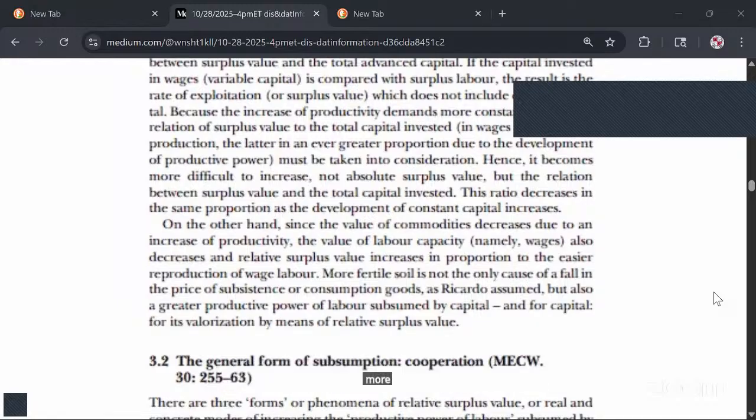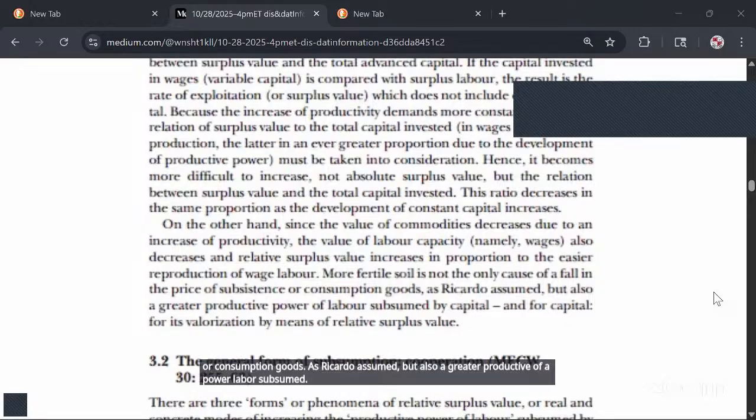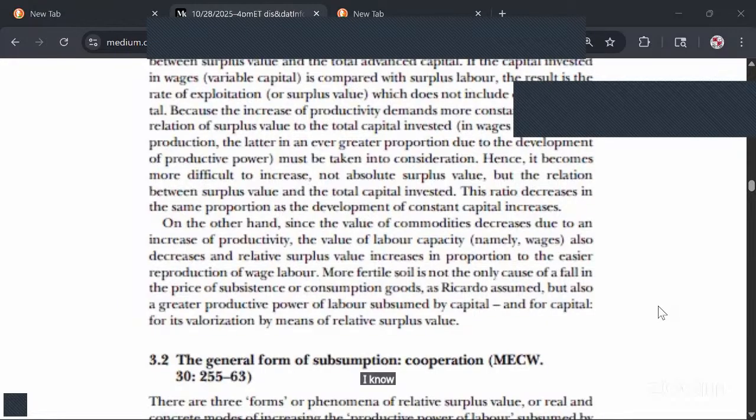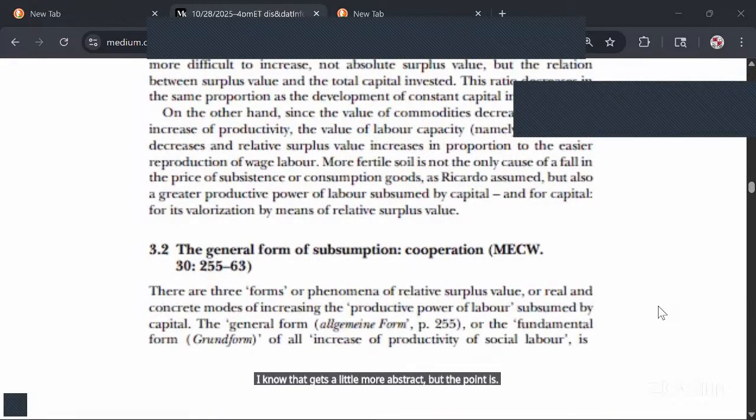More fertile soil is not the only cause of a fall in the price of subsistence or consumption goods, as Ricardo assumed, but also a greater productive power of labor subsumed by capital, and for capital for its valorization by means of relative surplus value. I know that gets a little more abstract, but the point is Marx is trying to get to this point where you can describe what is being alienated.